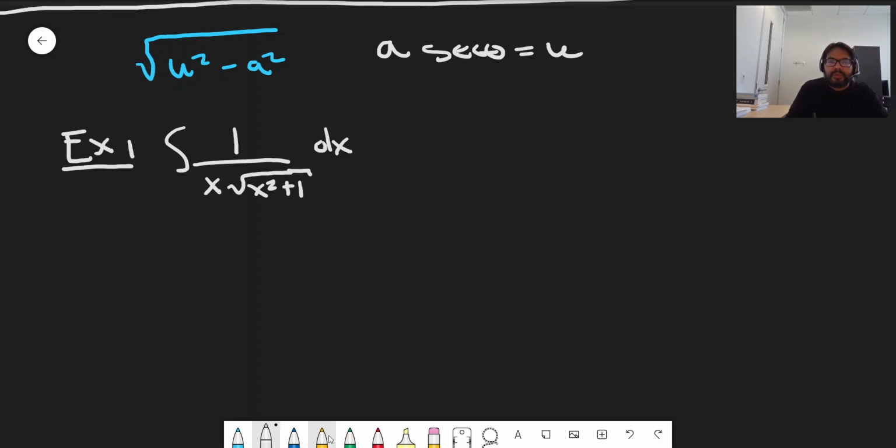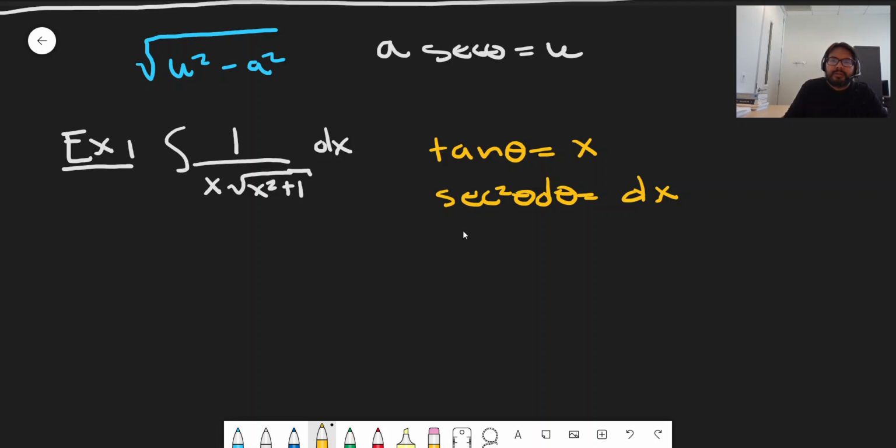Okay, so basically we see that this is of the form a squared plus u squared, which means that you're going to use that tangent of theta is equal to our u, or x in this case. So what that means is that we differentiate this where we get secant squared theta d theta is equal to dx. Now, you are going to substitute x with tangent theta, and then you'll notice that it's secant squared. Okay.